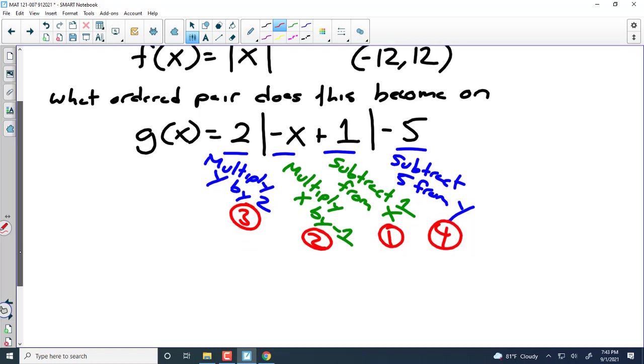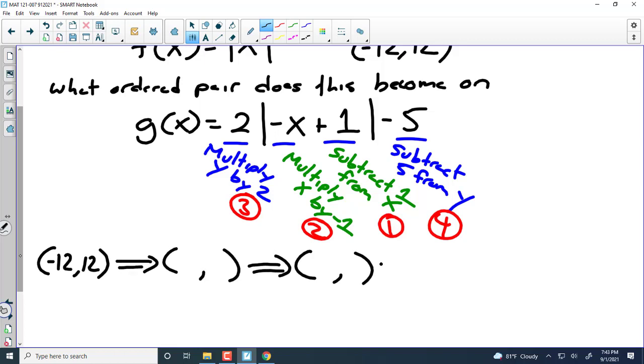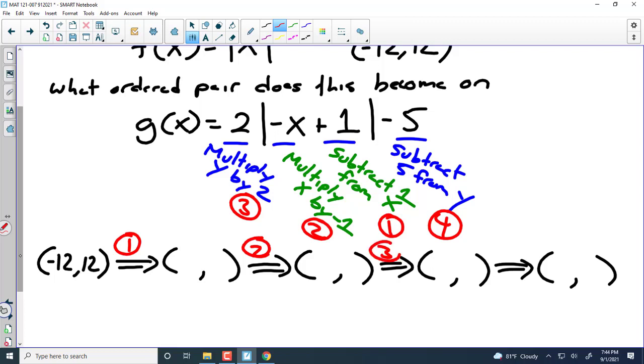So now what we do, everyone, is we take negative 12, 12, and we run it through those 4 steps. And we get a brand new ordered pair. You want to try it on your own? Go ahead and give that a try. See if you can do those 4 things to that ordered pair and get me a brand new ordered pair at the end. A nice shiny one for Steve.